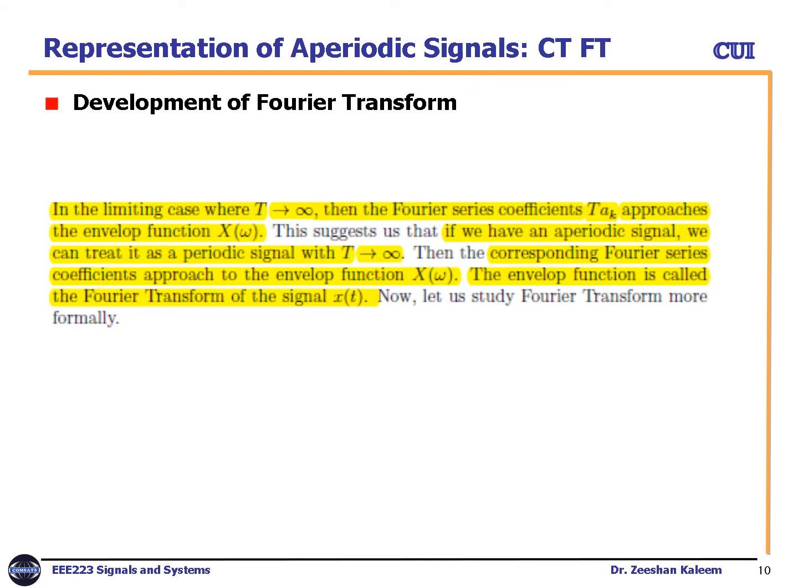So in the limiting case, where T approaches infinity, it means that as we continuously increase T, for example T equals 20, 30, 40, 50, up to the stage where T becomes infinity, too long, then the Fourier series coefficient T ak approaches the envelope function. So what does it mean? Previously the envelope had small steps, but whenever T approaches infinity, the envelope becomes continuous, right? There will be no steps.